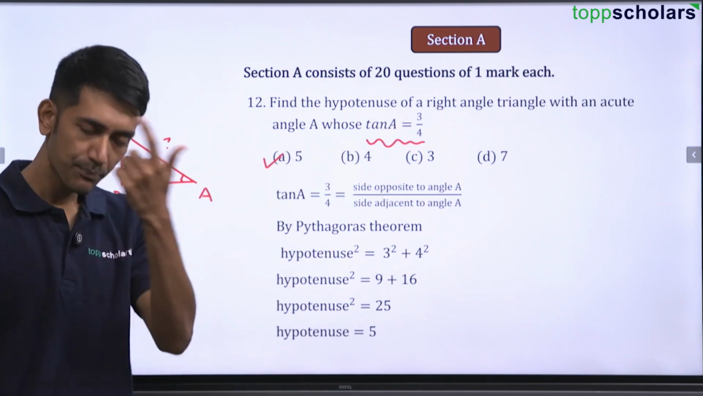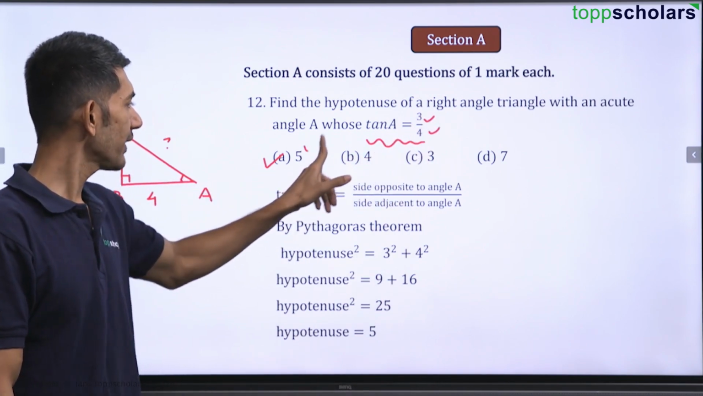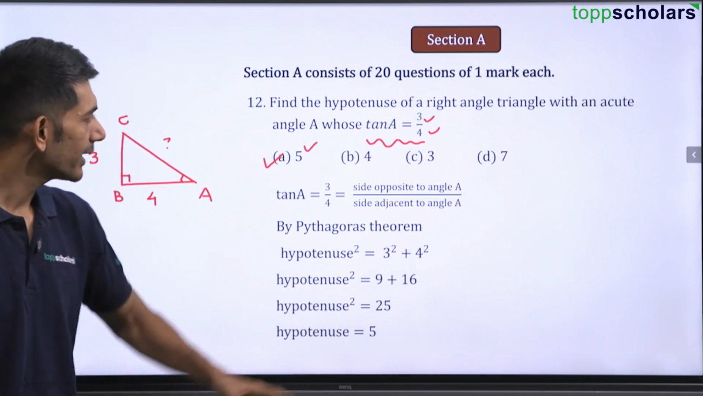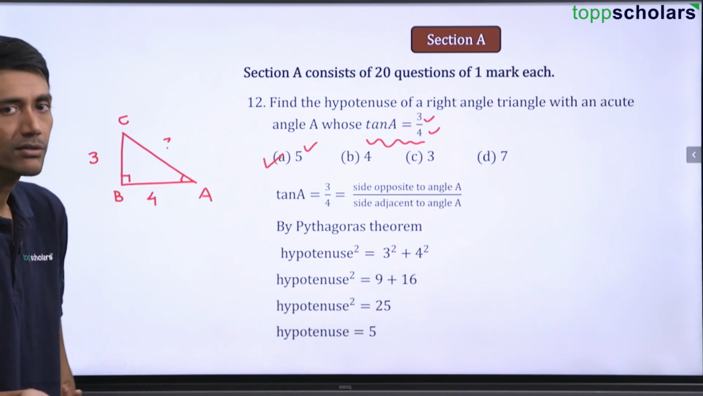Orally if you can do it, well and good, because 3, 4 and 5, they are Pythagorean triplets. So we already know what triplets are, right? So directly 3, 4 and 5 will be the answer. There is nothing much to think on this.